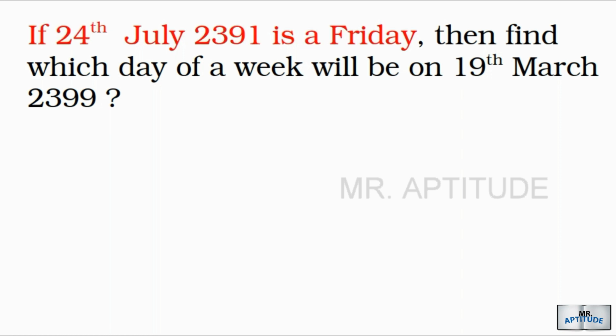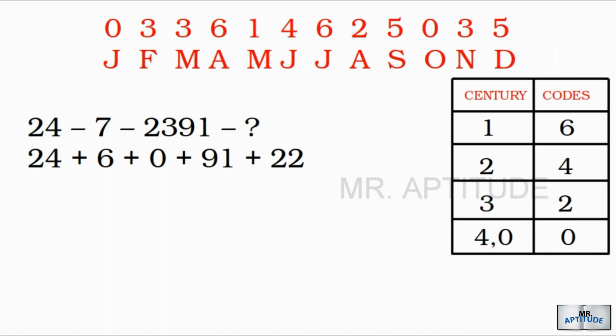As you are given, if 24th July 2391 is a Friday, what does it mean? As we cannot predict 24th July 2391 is a Friday or not, I want you to calculate the given date and I want you to find which day of a week it is. Let us try to find this first. And then we have to calculate 19th March 2399 accordingly. Let us get into the question. These are the month codes and these are the century codes. 24th 7 2391.